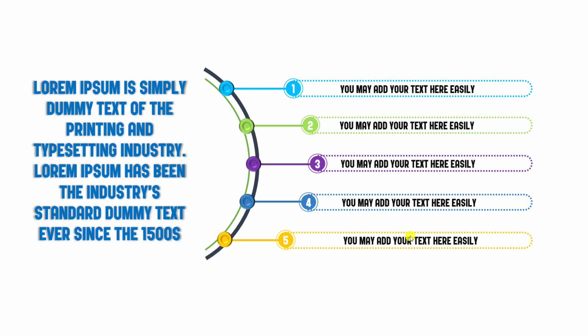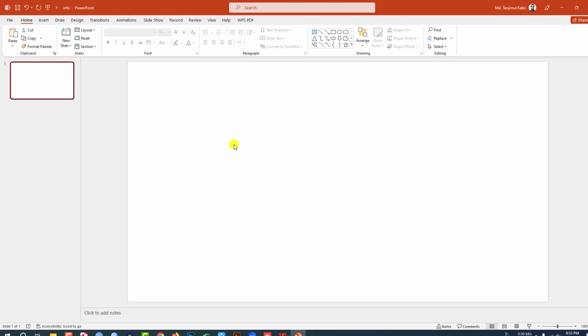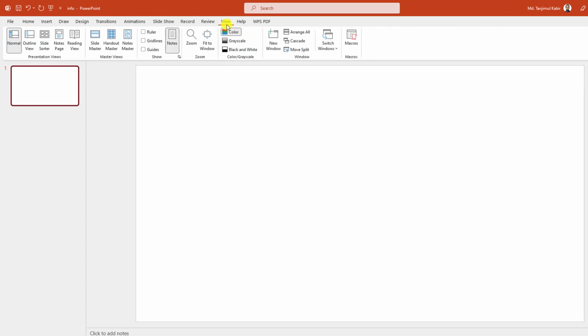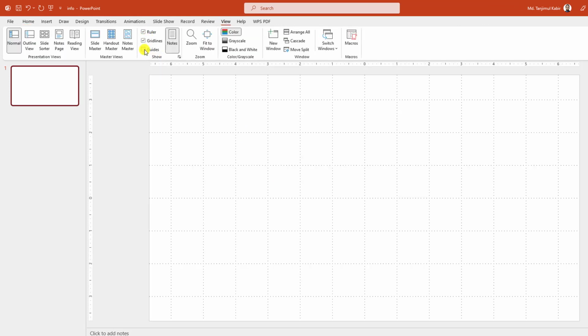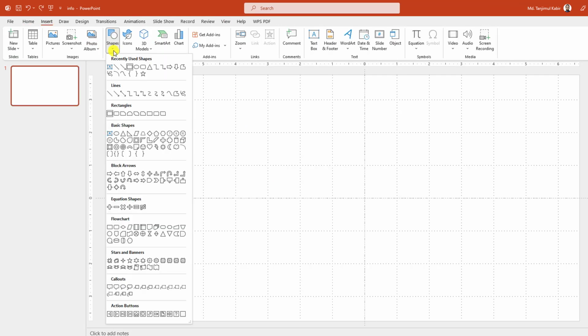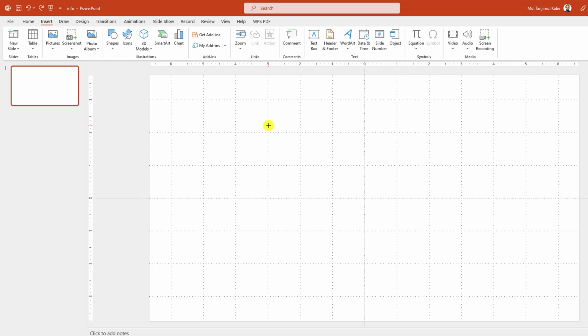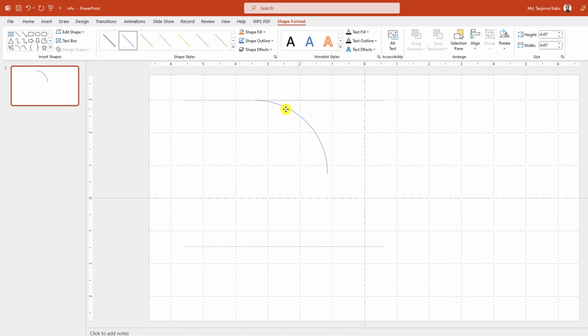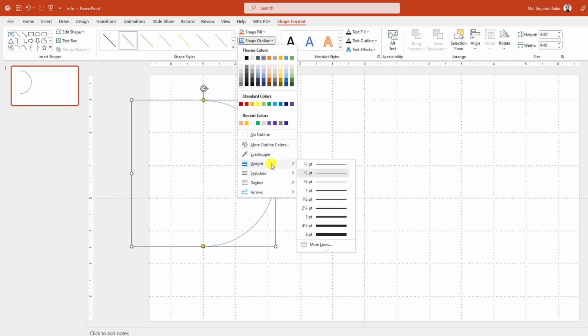Let's begin the topic. Here I have already taken a blank slide. Let me go to View, click on Ruler, Grid Lines and Guides. Go to Insert, go to Shape, pick an arc shape, hold down the Shift key and drag it over here like this. And place it here and use this point to make it bigger. Place it like this. Go to Shape Outline, go to White and change the white to 6 point.